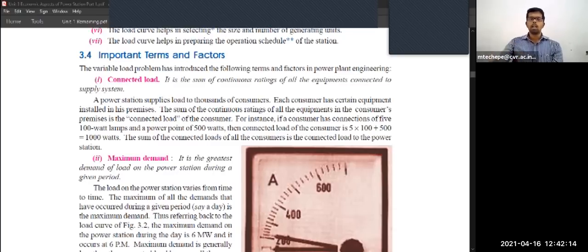So how to analyze the connected load? It is the sum of the continuous ratings of all the equipments connected to the supply system. From that, you can easily analyze the connected load.